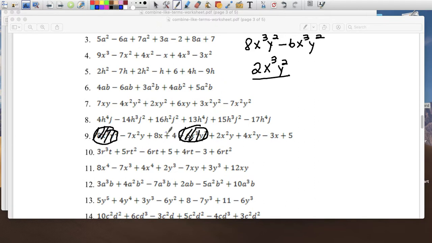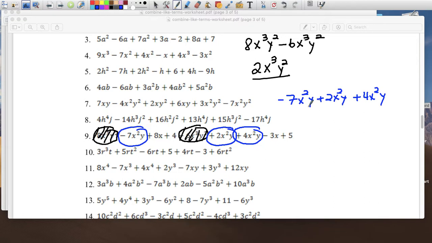Change colors. Let's do the x squared y. So it's this one. There's an x squared y. There's another one that looks exactly the same, x squared y. And there's another one. Those three I'm going to combine. I'm going to do it here. Minus 7x squared y plus 2x squared y plus 4x squared y. They're all addition, so that makes my life much easier. Negative 7 plus 2, it's going to be negative 5, right? There's more negatives between these two, so it's negative 5x squared y plus 4x squared y.